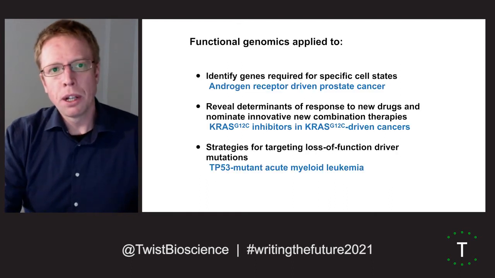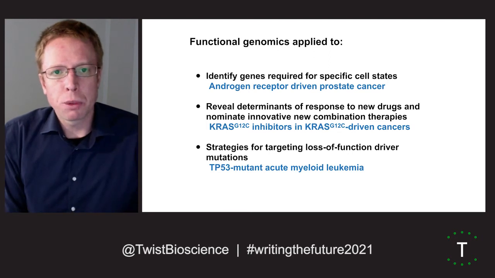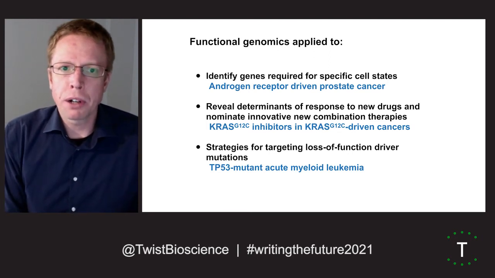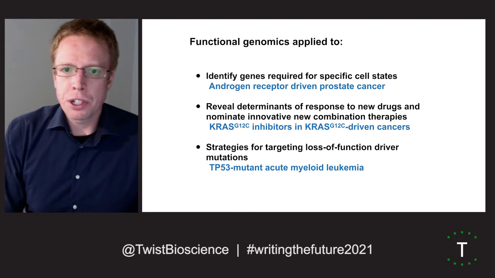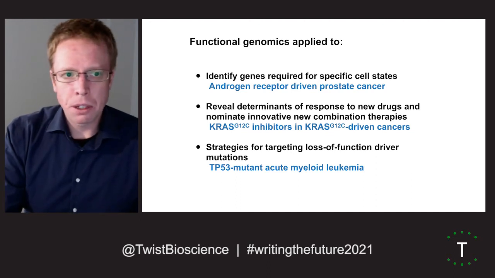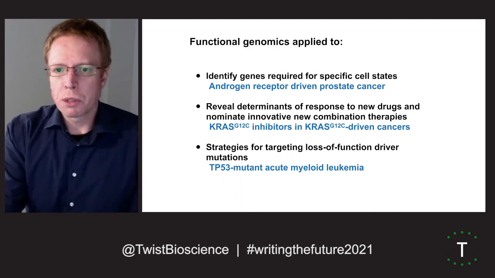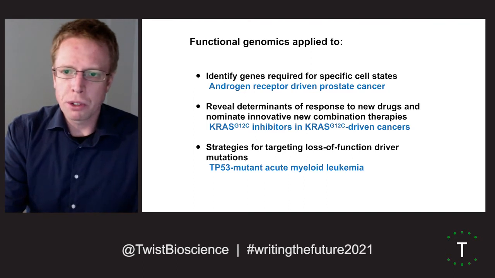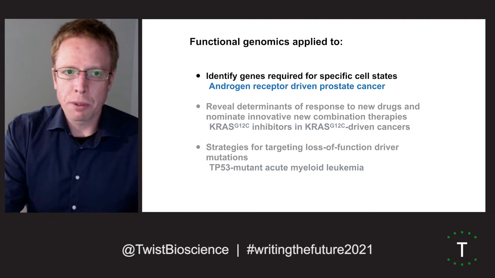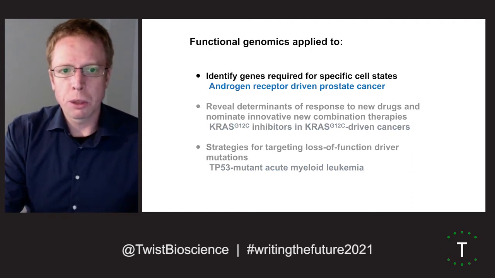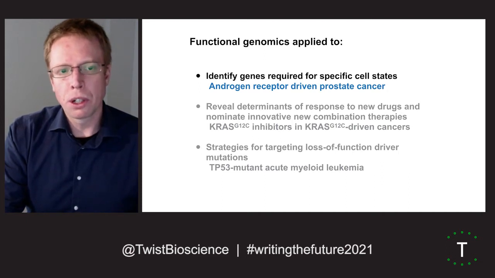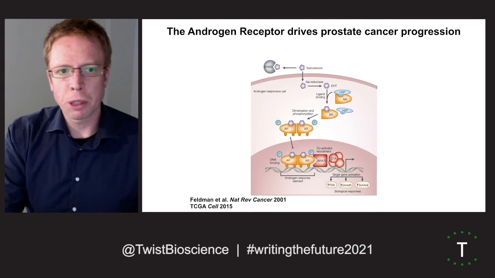And so today, I'll tell you about my lab's efforts in CRISPR functional genomics applied in 3 areas. The first is to identify genes required for specific cell states. The second is to reveal determinants of response to new drugs and nominate innovative new combination therapies. And the third is strategies for targeting loss of function driver mutations. And so in the first set of slides, I'll tell you about our efforts to characterize advanced prostate cancer driver genes, such as the androgen receptor.